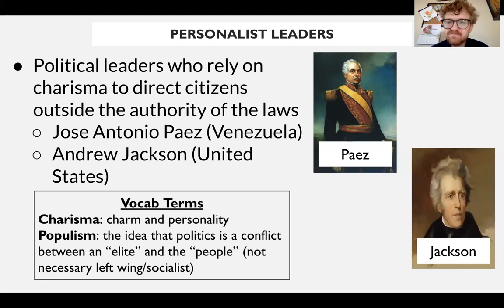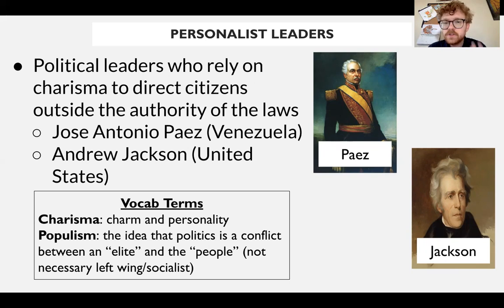Personalist leaders, they're very much what we would consider as populists. They believe that politics is a conflict between the elite, the people in charge, and everybody else, the people. However, it's kind of important to realize this isn't necessarily a left-leaning or socialist idea. It could be a right-wing thing. It could be a left-wing thing. It's really a vaguely defined elite, whoever they might be. They're just the people in charge versus the people. And that's not necessarily every person.